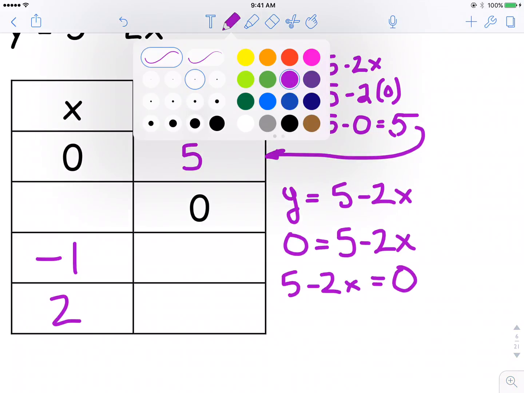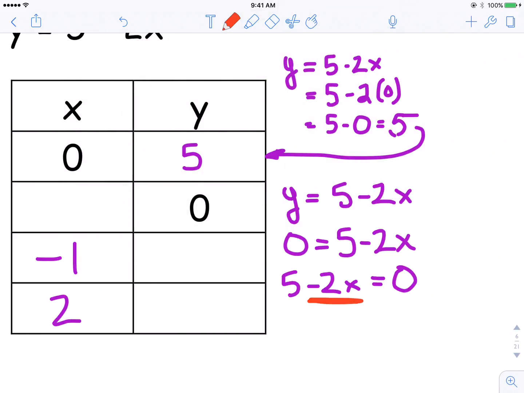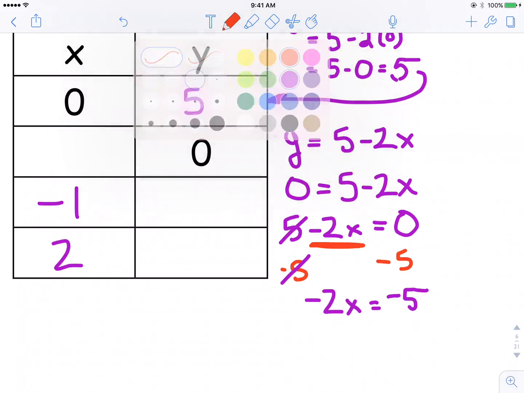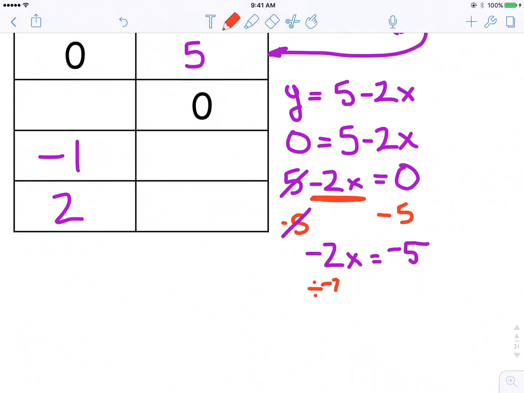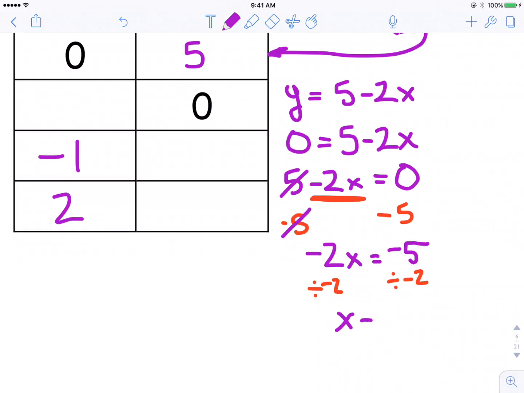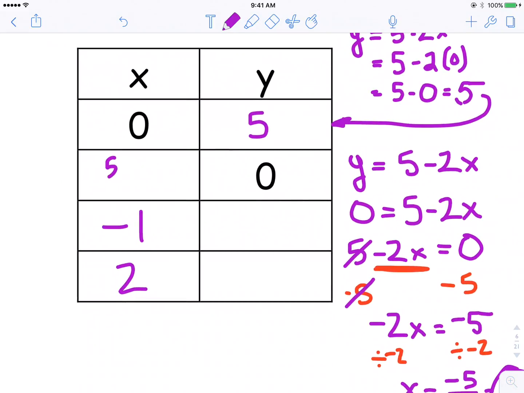If I'm going to be solving this equation to get the x by itself, the first thing I need to do is subtract 5. Because I subtract 5 from one side of the equal sign, I have to subtract 5 from the other side of the equal sign. These will cancel. I'm left with minus 2x is equal to minus 5. And then my next step is I need that x by itself, so I'm going to divide by -2. That's going to give me x is equal to -5 over -2, or just 5 over 2. And that's my missing x value, 5 over 2.